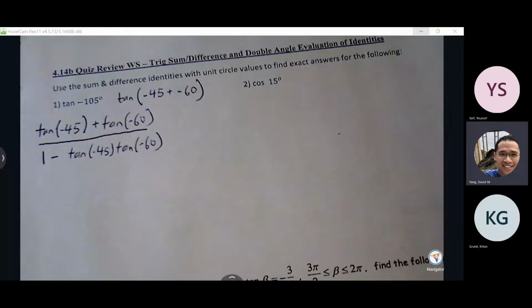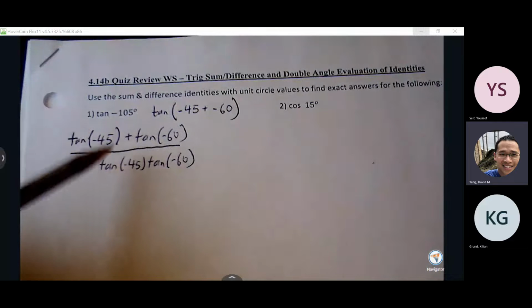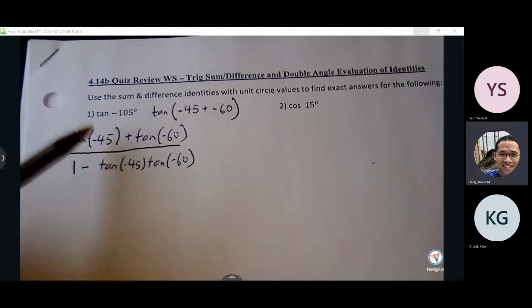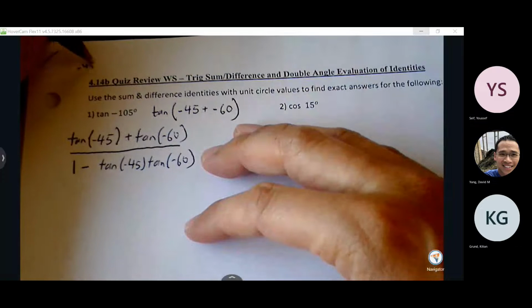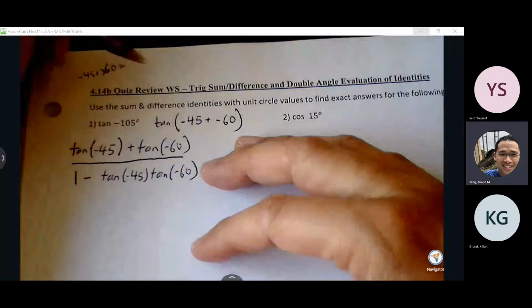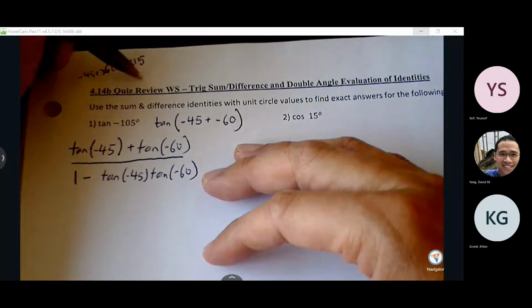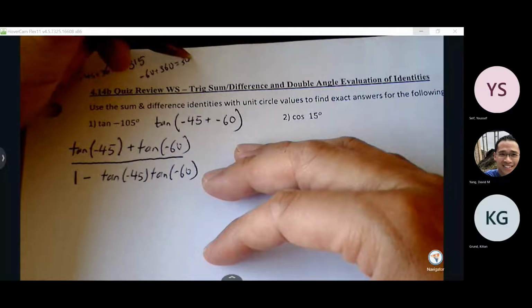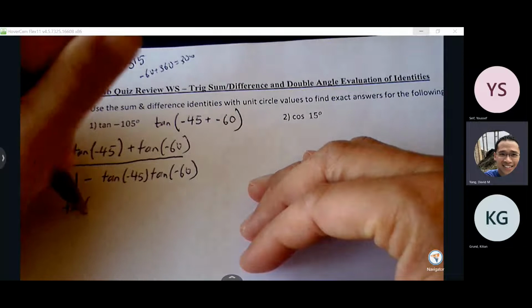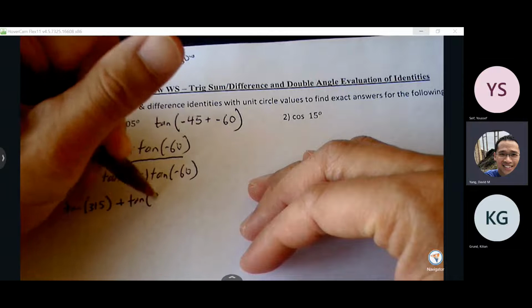Right, so negative 45, negative 60, it may feel strange, but we know that we can always find the coterminal angle that's equivalent to this by adding 360. So if I add negative 45 plus 360, I get 315. And then negative 60 plus 360 is 300. So I can rewrite this as tangent of 315 and tangent of 300.